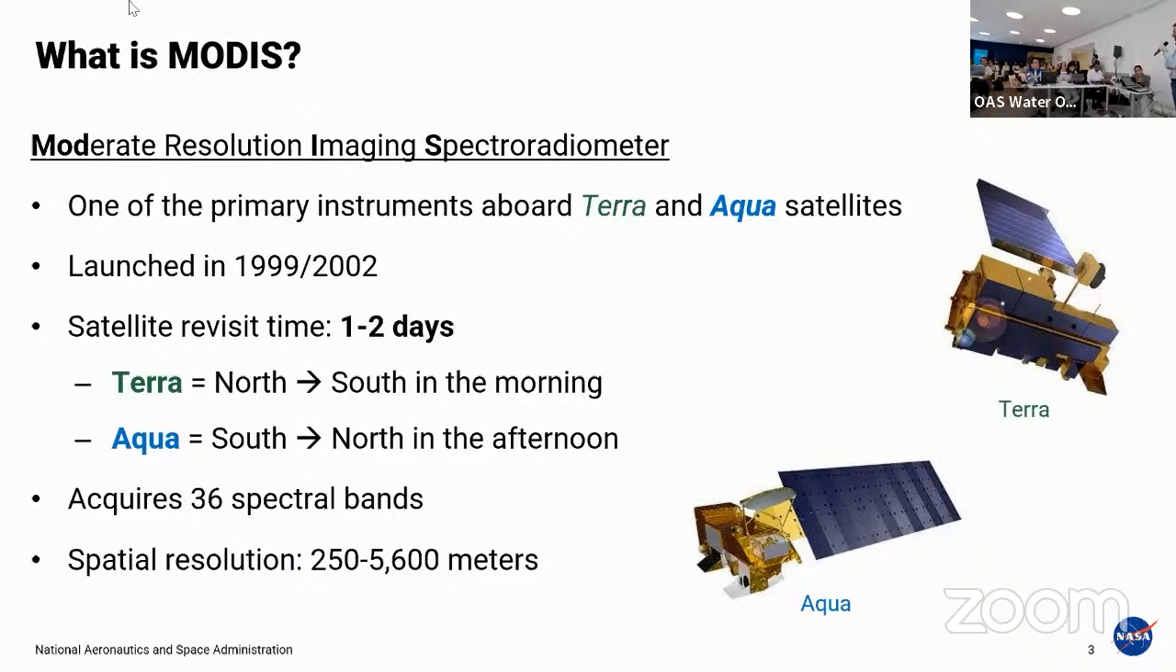This is a primary instrument on board two satellites, Terra and Aqua. They were launched in 1999 and 2002. What's really powerful about this is that they have a one to two day revisit time, so it's very high temporal resolution. They cross the equator and the mid-latitudes, Terra in the morning and Aqua in the evening. MODIS itself has 36 spectral bands, and we can show what you can do with them. It ranges in resolution. This is a moderate resolution, not super fine: 250 meters at the finest, up to 5,600 meters.